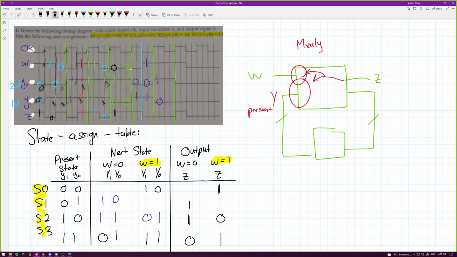From here, we can look at the next clock. So 0-1, if our input is 1, input's 1 here, our next state is going to be 0-0. Okay, so if you are in state 0-1 and your input is 1, your next state is 0-0. And if you are in state 0-0 and your input is 1, your output is also 1. Yeah, that makes sense.